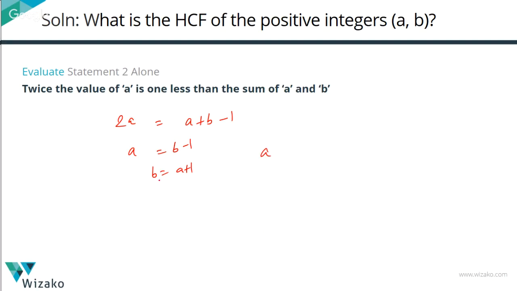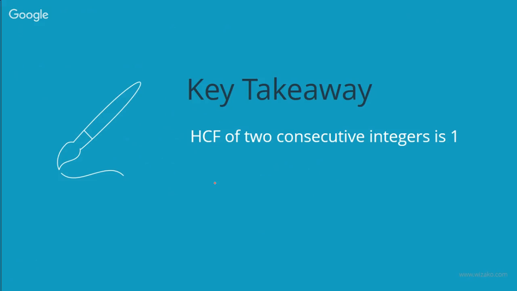One number is A, the second number B is equal to A plus 1, which means these two numbers are consecutive positive integers. Their HCF is going to be equal to 1. Statement 2 alone is also sufficient. Choice D is the correct answer to this question. So, move on to the key takeaway: HCF of two consecutive integers is 1. Move to the third question.